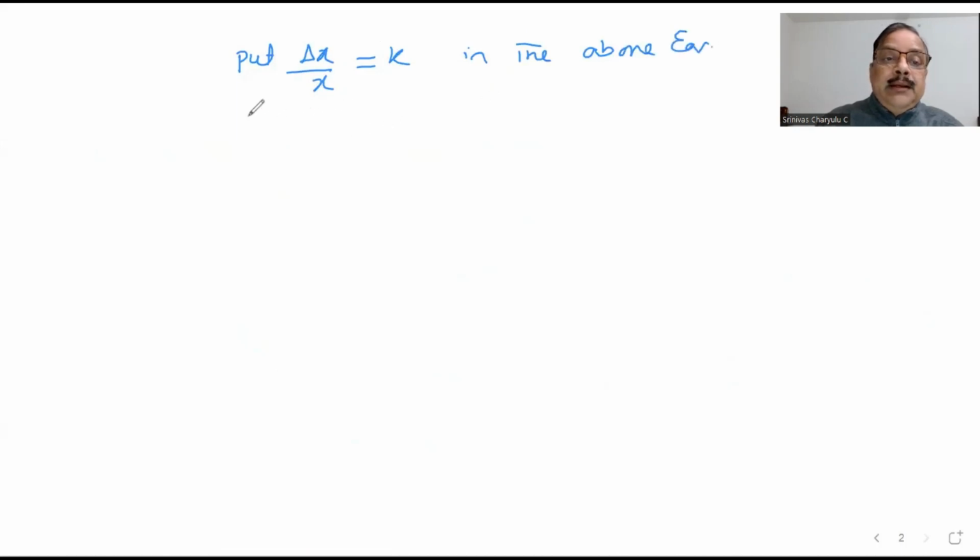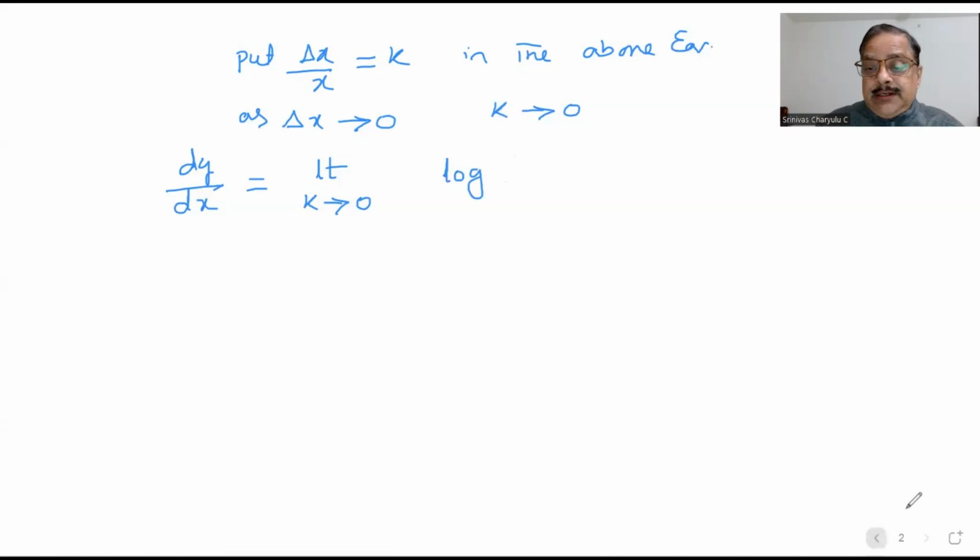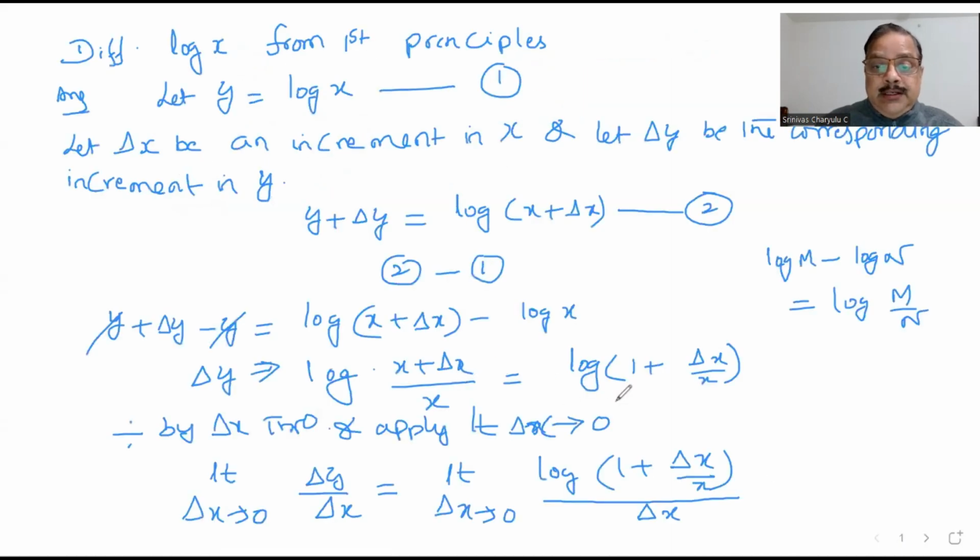Then what will happen? As delta x tends to 0, delta x by x, which is k, also will tend to 0. So now our equation here: dy by dx is equal to limit k tends to 0. Directly I am putting k. Limit k tends to 0 of log of 1 plus delta x by x, divided by delta x. This is our equation now.